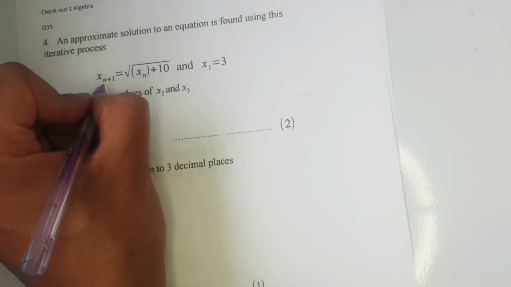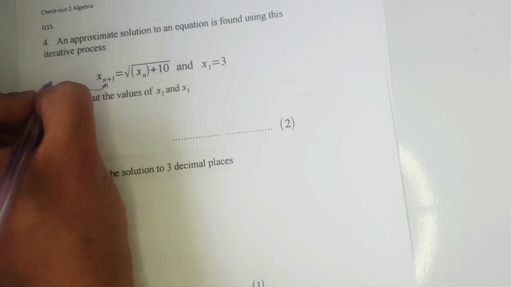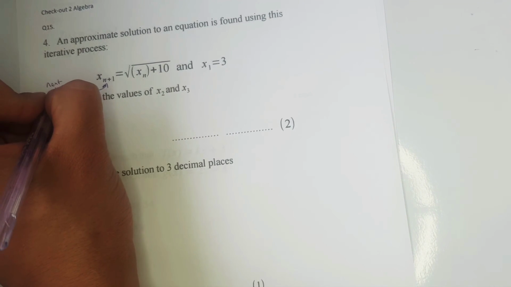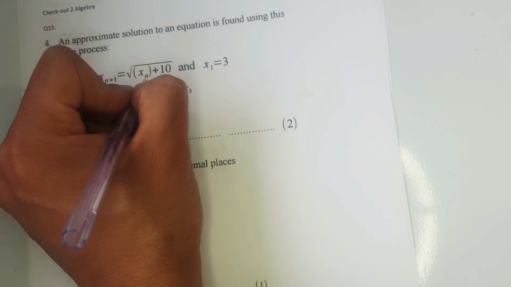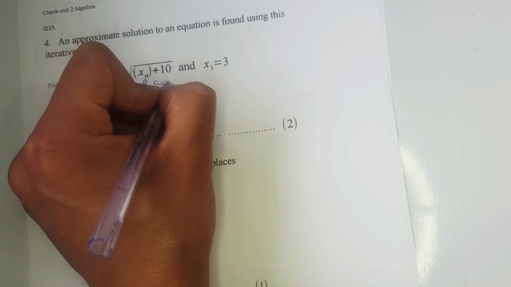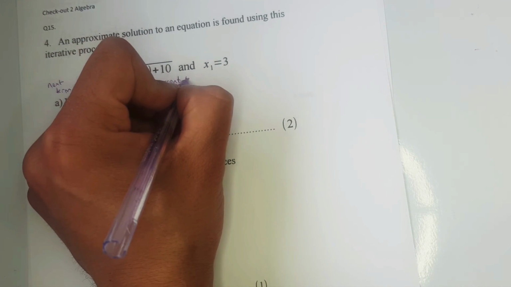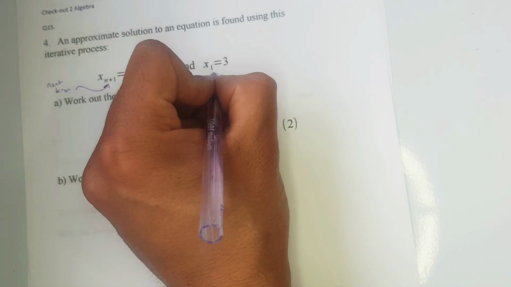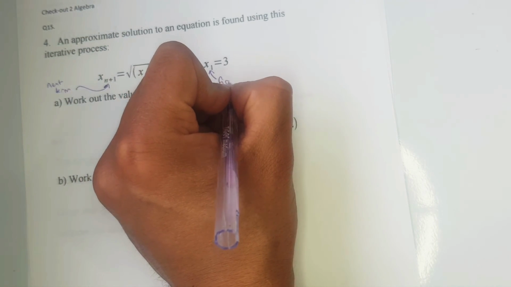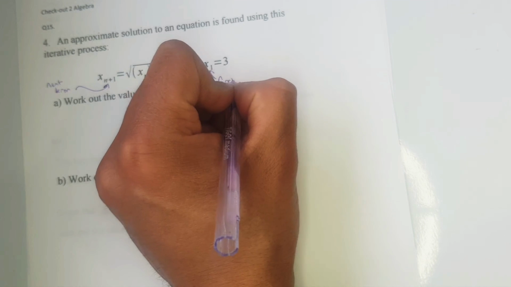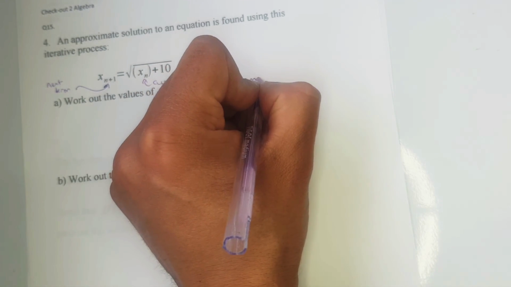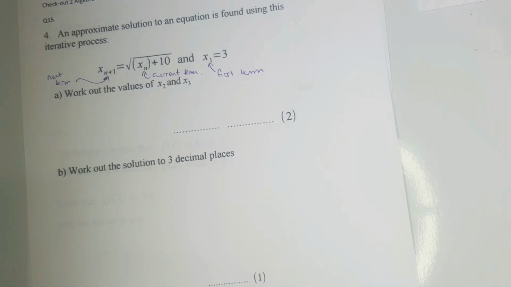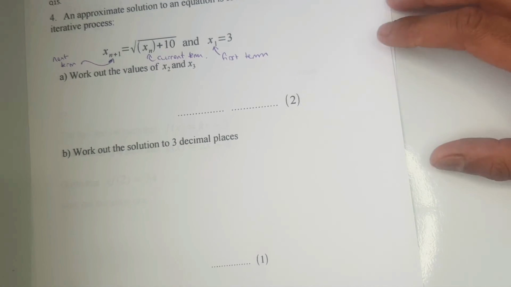So x(n+1), the n plus 1 means the next term. The xn means the current term. And this x1 is the first term that they've given you. When I do my video on iteration, I'll go into a lot more detail with this one.